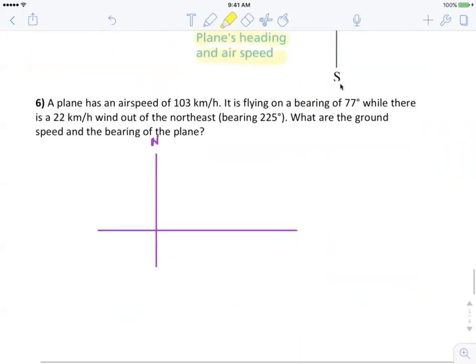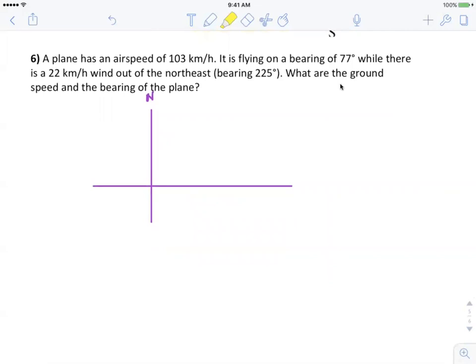Here we have a plane that has an airspeed of 103 and the bearing is 77 degrees. Remember, bearing is always measured clockwise from the north. And then there's a 22 kilometer per hour wind out of the northeast, so that's towards the 225 bearing, or towards the southwest. What are the ground speed and the bearing of the plane, the true speed and course of the plane? So let's start with drawing the airspeed vector.